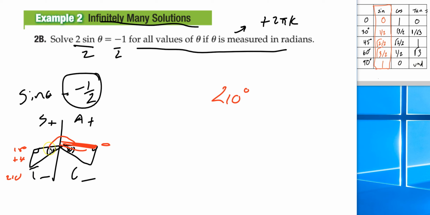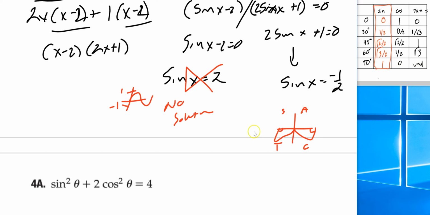This one we can solve. We've been doing it all day today. All Students Take Calculus. Notice how it's negative. Sine is positive in A and S. This is negative, so it's between T and C. And then you can either make triangles and go opposite negative 1 and hypotenuse 2, or you could look at your table, and make it 1 half, so it's 30.